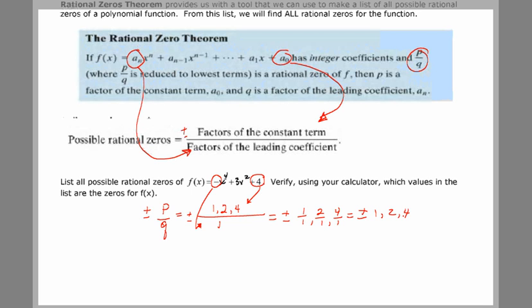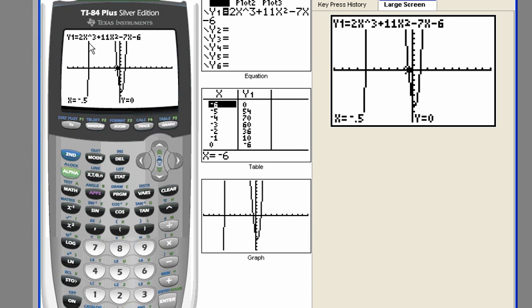That's the list. Now that's actually 6 numbers, the positive versions and the negative versions. What we would need to do is try using synthetic division to find out which ones from this list would work in that polynomial function. Right now, let's just verify using our calculator that the zeros for that function are actually in that list.